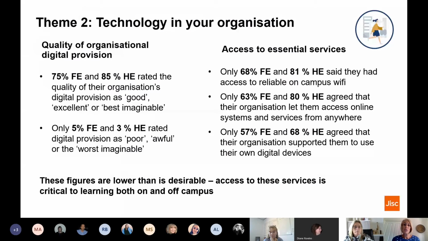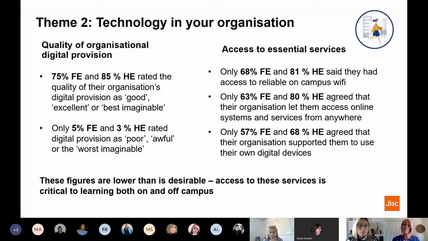Moving on to theme 2, which is around technology in your organisation. We can see there we've got some figures around the excellent provision that both colleges and universities, or the HE provision, are experiencing. And as we've seen over the years, that percentage has increased year on year. So I think we are getting to the stage now where students are really valuing the digital experience that they are having within their college.